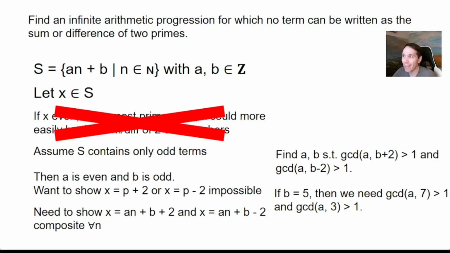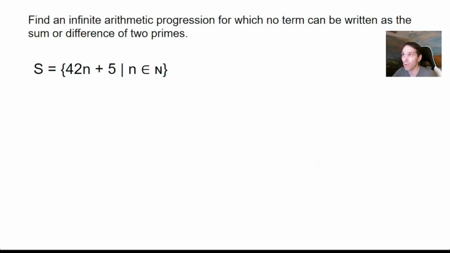If b equals 3, then b minus 2 equals 1, and we can't use these greatest common divisor constraints, so b equals 5 happens to work. We would then need the greatest common divisor of a and 7 to be greater than 1, and the greatest common divisor of a and 3 to be greater than 1, and a equals 42 works for that, remembering that a has to be even. So our sequence is therefore 42n plus 5, for n representing the natural numbers.